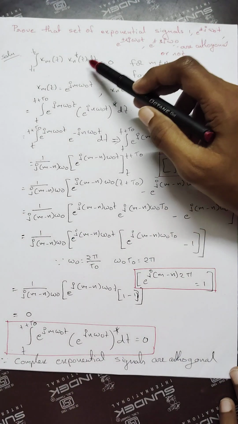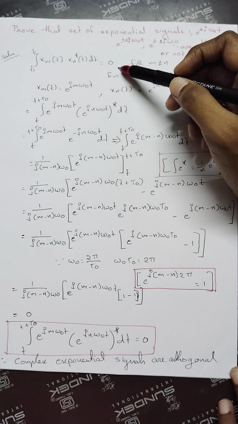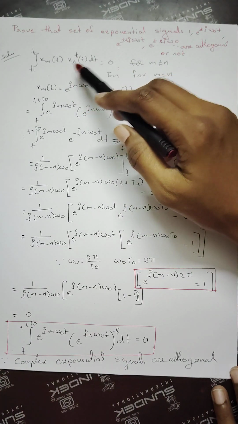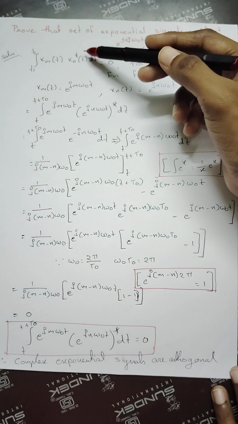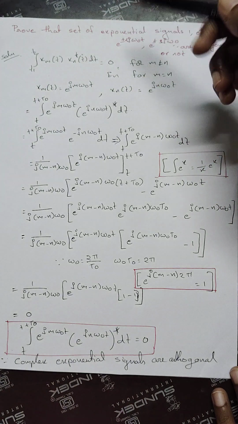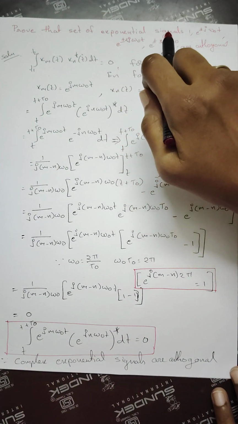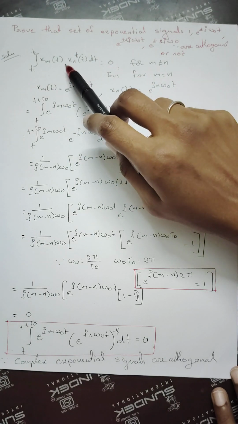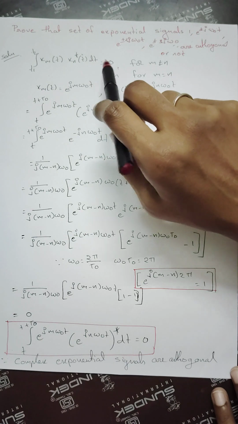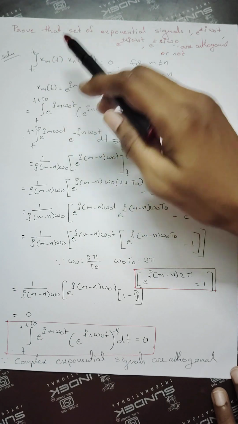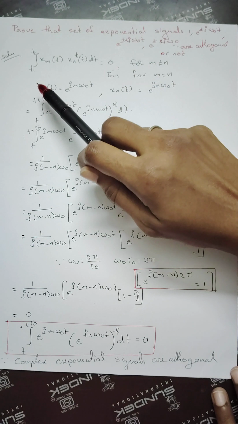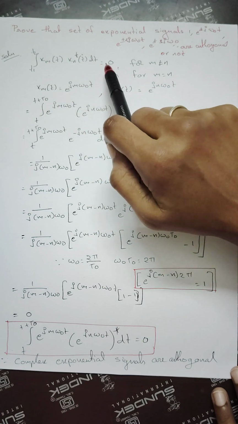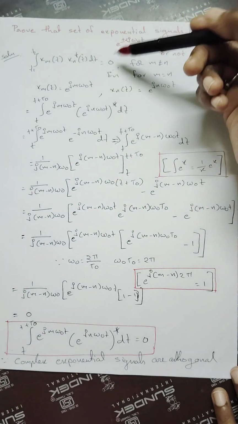So this is the formula for complex exponential signals. For normal orthogonality, if you verify the orthogonality of two signals, there is no need of a conjugate. But in the case of exponential signals, we have to put the conjugate, that is, integral of xm of t into xn conjugate of t dt is equal to 0. Here m is the first signal, n is the second signal. That is, if you write x1 of t into x2 conjugate of t dt is equal to 0. So that is also no problem.